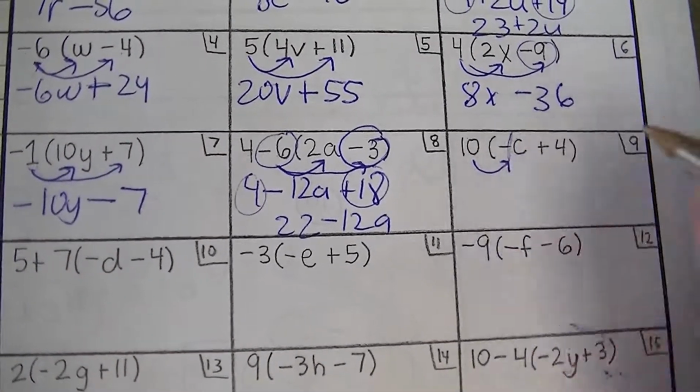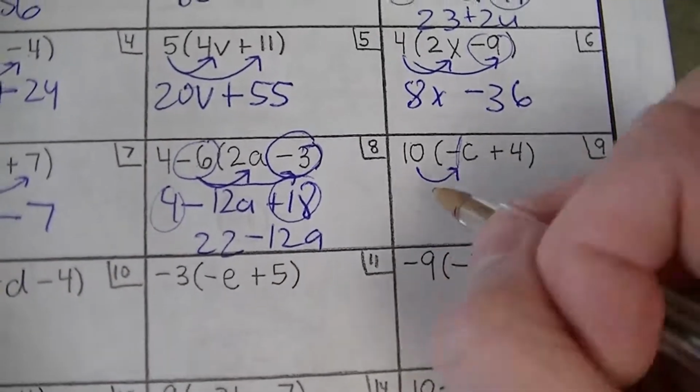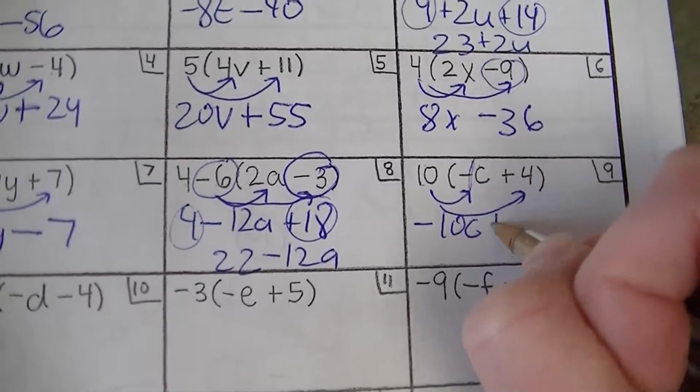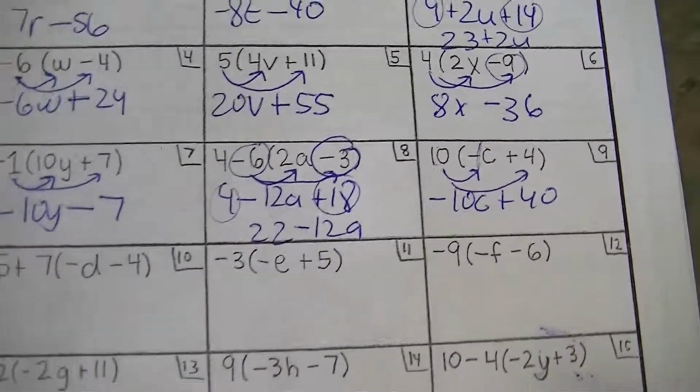Okay, 10 times a negative c. Remember, there's a 1 right there. So it's really 10 times a negative 1c, so that's negative 10c. And then 10 times a positive 4 is a positive 40.